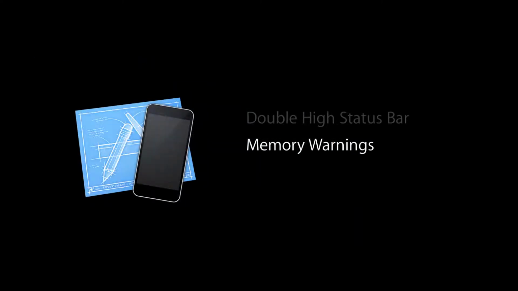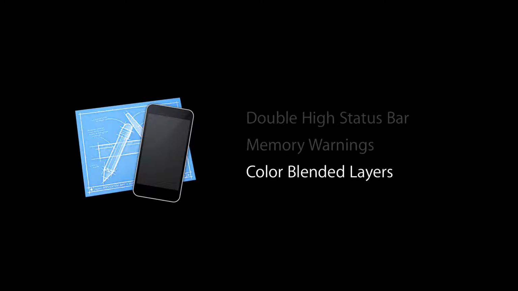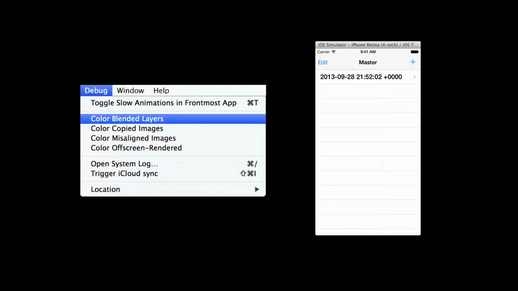So that's memory warnings. And then the last simulator topic that I want to talk about is color-blended layers. What color-blended layers is, it enables a way to visualize views in your app that are using transparency. And when you enable this, you can do so in the debug menu in the simulator. You just choose color-blended layers. And when you choose that, here's an example.